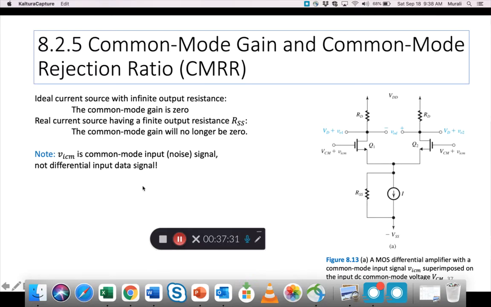So let's define what is common mode gain. If you have an I with a real finite output resistance RSS, that RSS comes in parallel with the I, and the common mode gain will no longer be 0.